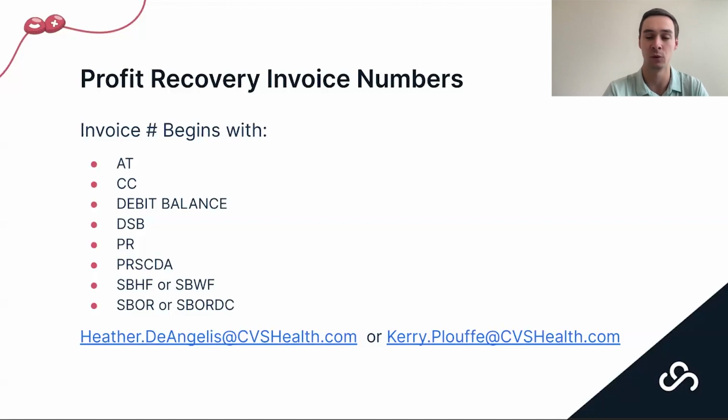So if your invoice number begins with any of these codes that you see on the screen, that's what you're working with here. The more common ones are the AT, the CC, any of the PR codes, or at the very bottom, the SB, and any combination of those are very common as well. There's also some additional contact information there. If you don't find backup of these in Image Silo, you can reach out to those specific emails, and they are usually in charge of helping navigate these profit recovery invoices that you may be receiving.